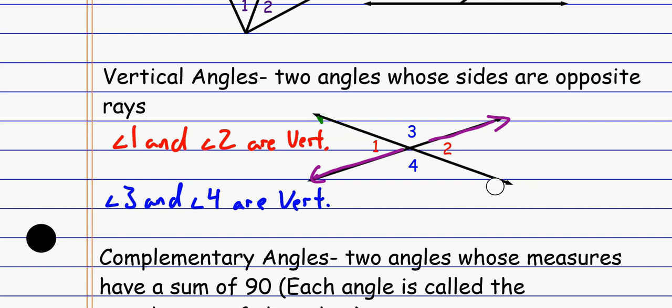Again, visually, it makes a whole lot more sense than the definition would lead you to believe. But if two lines cross, because that's what opposite rays form, the angles that are opposite one another, those are vertical angles, okay?